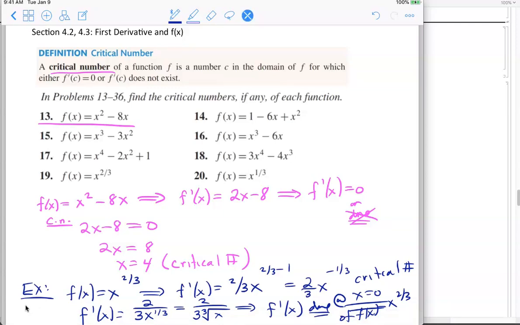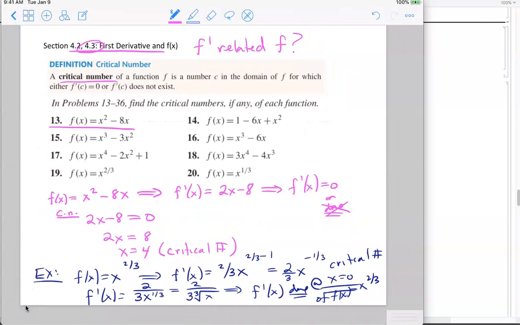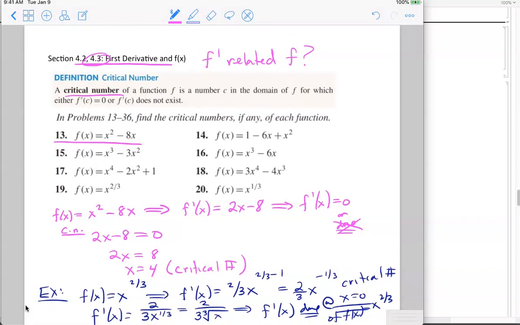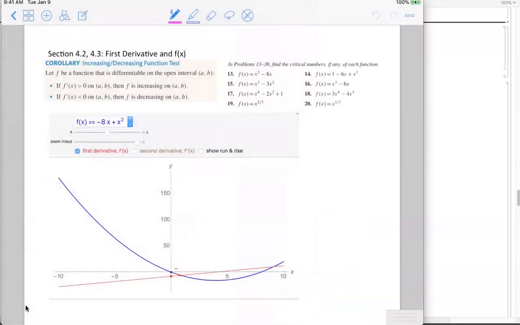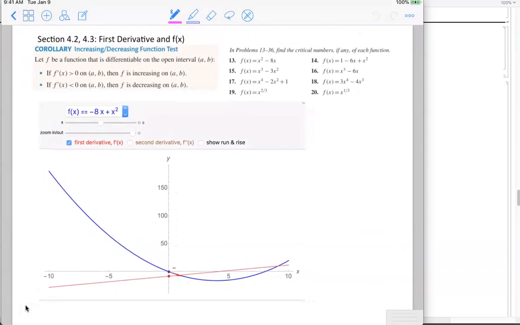I want to build on that a little bit more in this section, because in section 4.3 we're trying to figure out what the first derivative says about the function f. Critical points are the first step in that general direction. So here's a very important result.